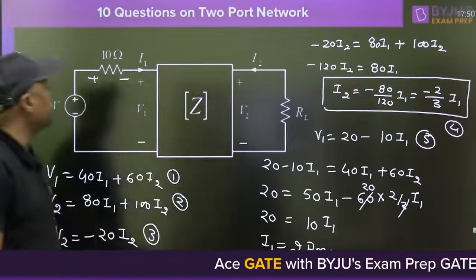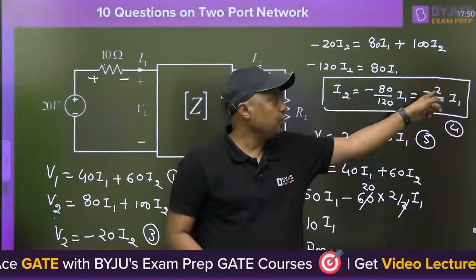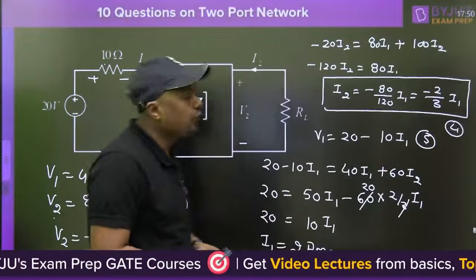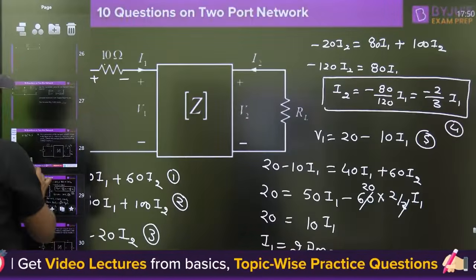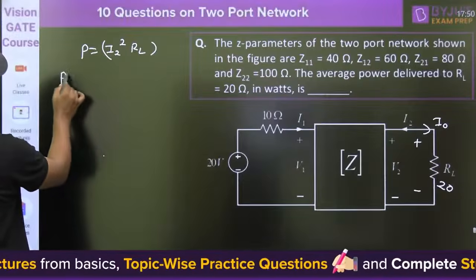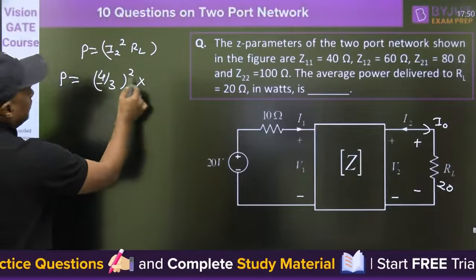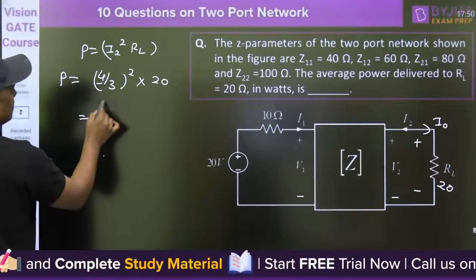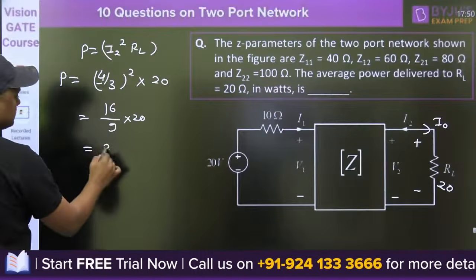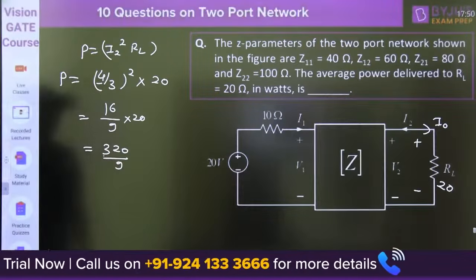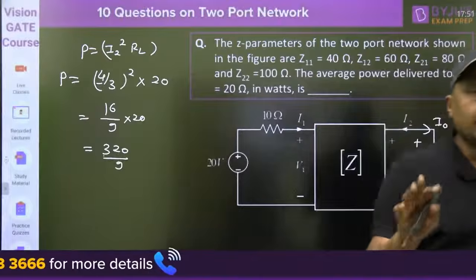I1 is equal to 2 ampere you will get, because it is in ohm. I1 is 2 ampere, then what is the I2? 2 into 2, 4 by 3. Check my calculation also. So you will get I2 is equal to 4 by 3. Once you get I2 is equal to 4 by 3, what is the power? 4 by 3 squared, it is negative, but negative will become positive, into RL. What is the RL? 20. 16 by 9 into 20, that is 320 divided by 9. You can check, but this is the method.